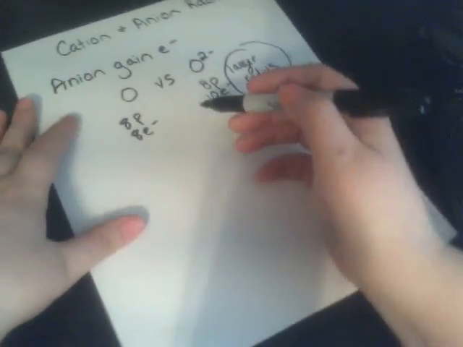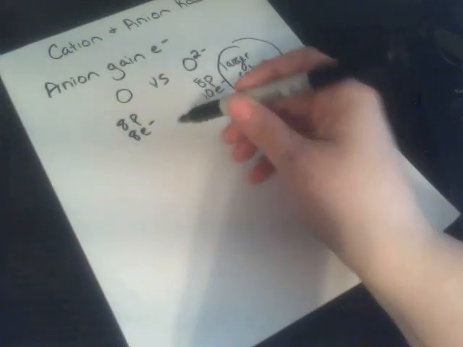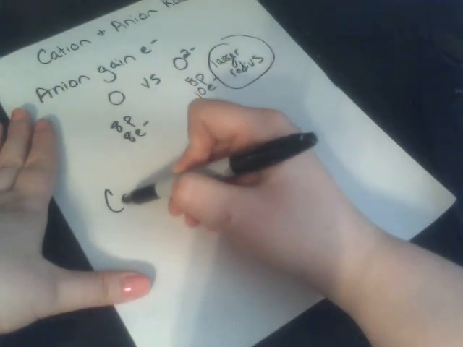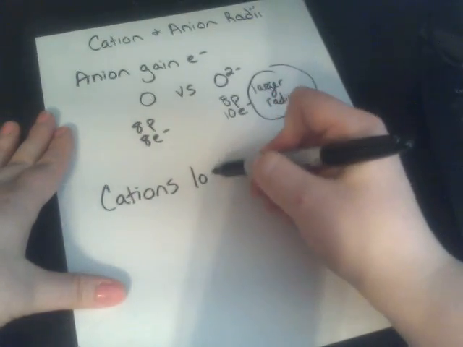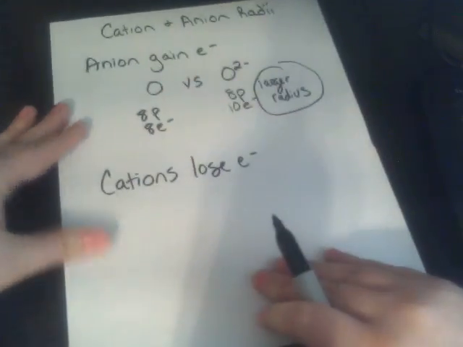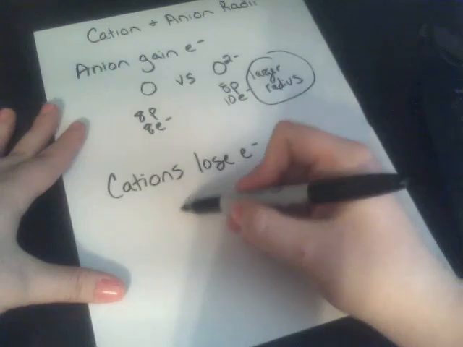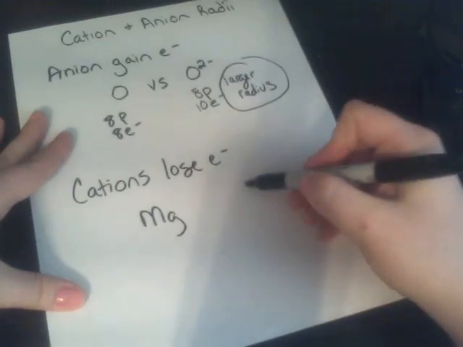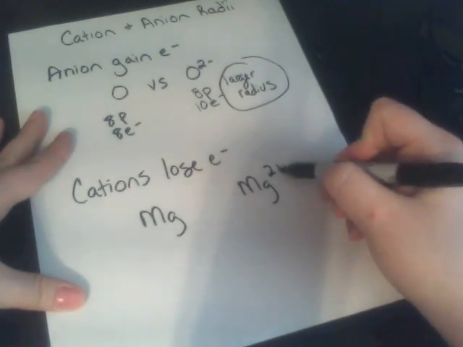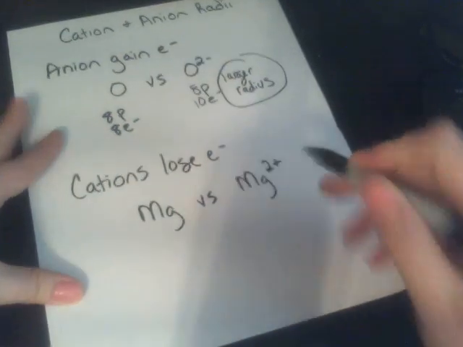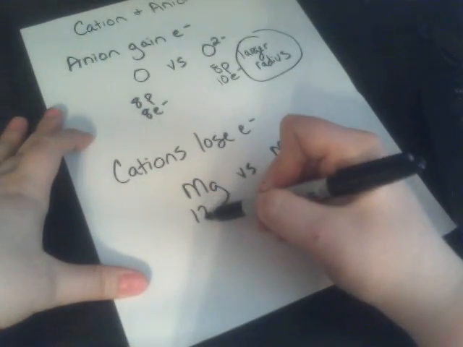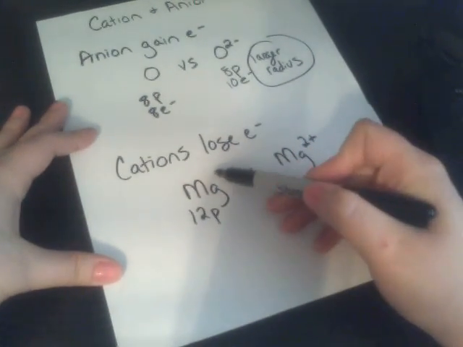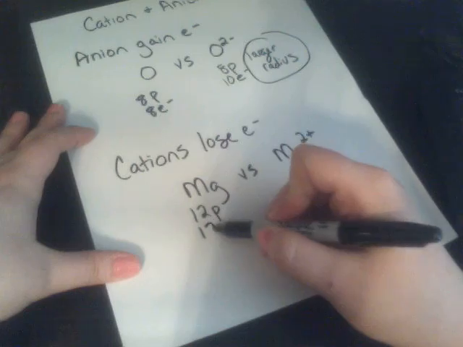element. Let's talk about an example. How about a cation? Cations, they lose electrons. So let's think of an example for that. How about Mg and Mg2+. Magnesium has 12 protons. If it's neutral and has no charge, it must have 12 electrons as well.